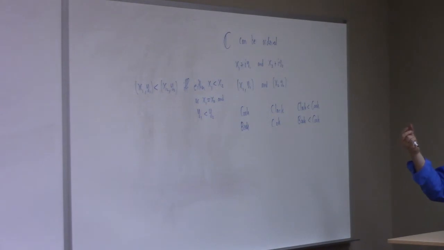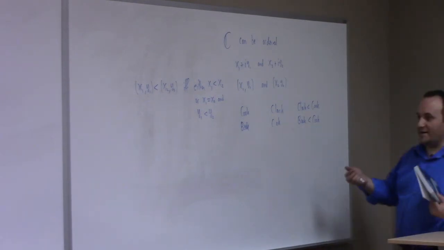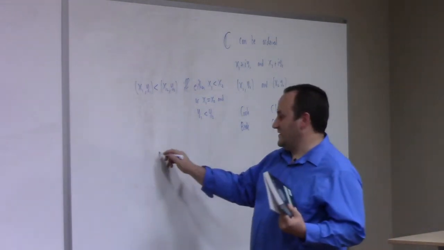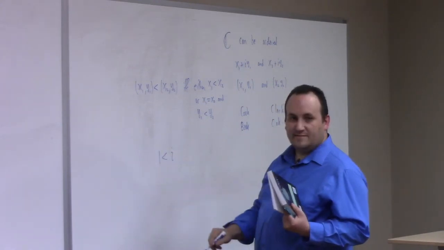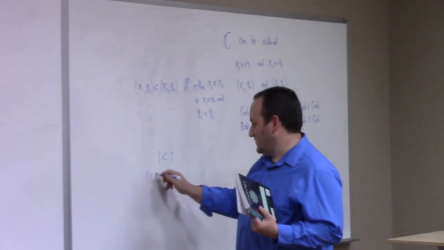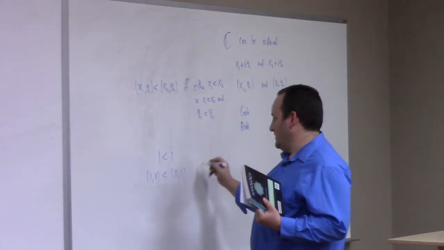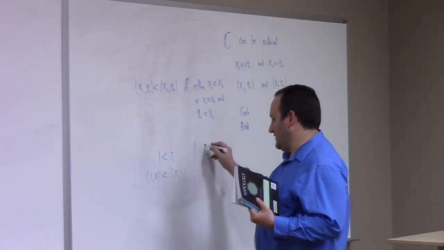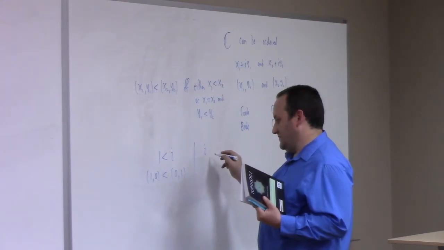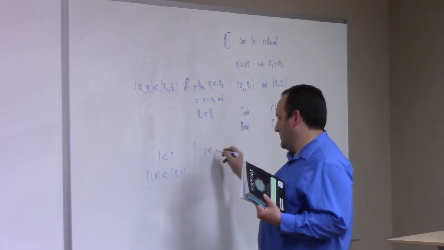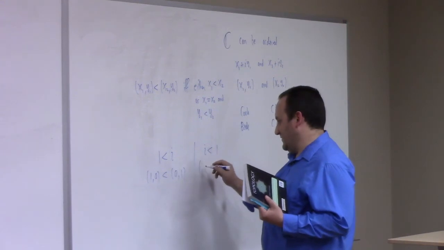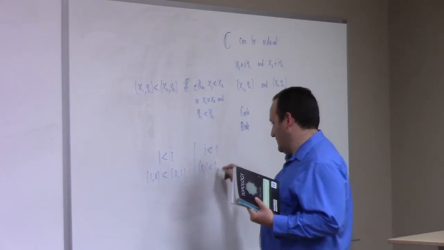So I sometimes ask the question, which comes first, 1 or i? Is 1 less than i? This is 1, 0. Is it less than 0, 1? Nope. In fact, we can clearly see that i is less than 1, because 0, 1 is less than 1, 0.